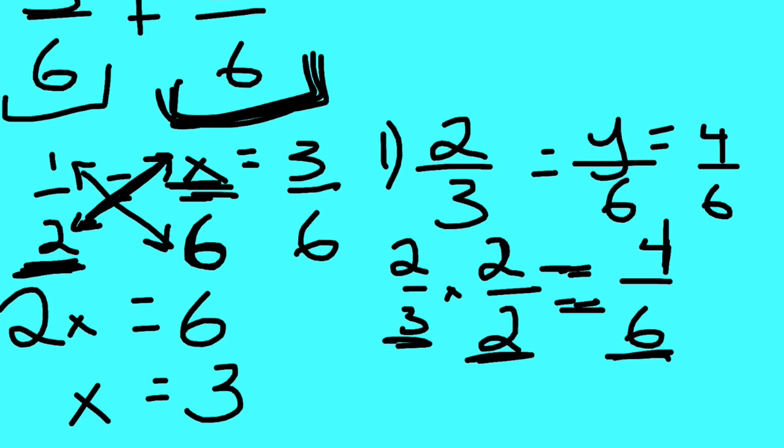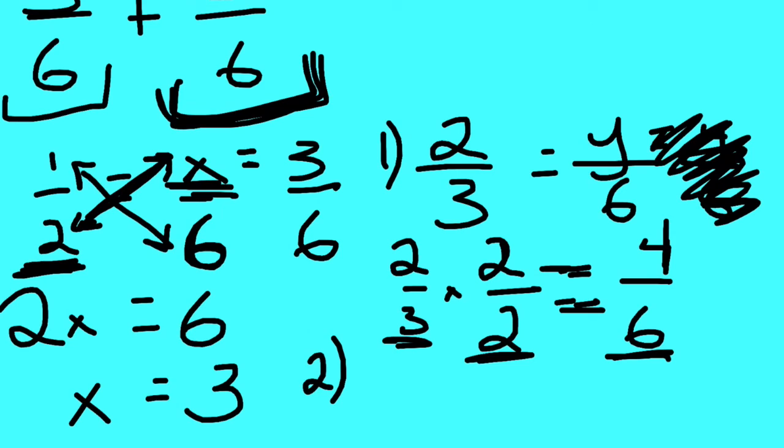So let's try the second way, which is cross multiplication. So let's assume we don't know that this is 4/6 yet. So we have 2/3 equals y/6, right? So we cross multiply. What's cross multiplying again? You multiply the numerator of one number times the denominator of another number, and you multiply the numerator of that number times the denominator of the other number.